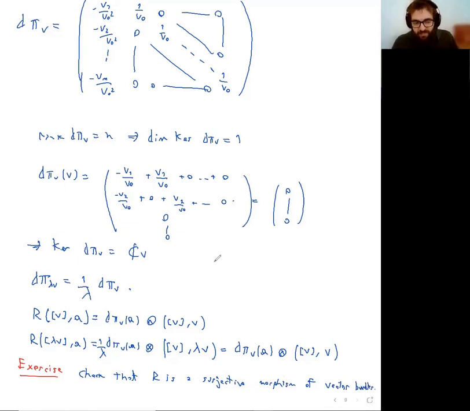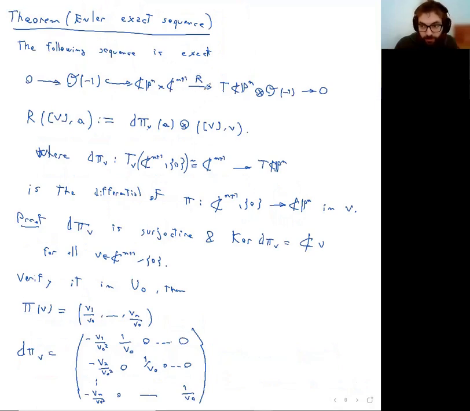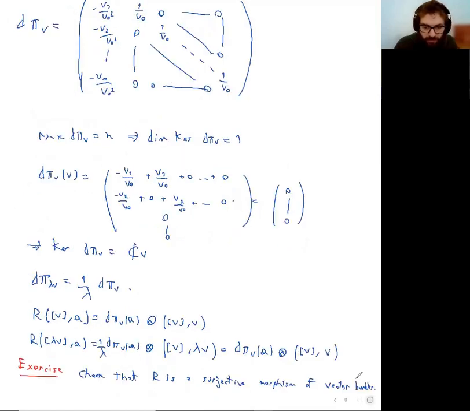So you have to check that it is indeed a morphism of vector bundles. So it's linear on the fibers, and so on, and that it's surjective as such. And now to check that this is an exact sequence, we just have to look at the kernel of R over a particular point.